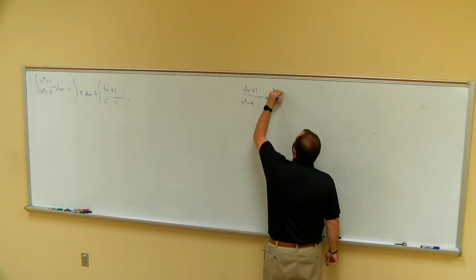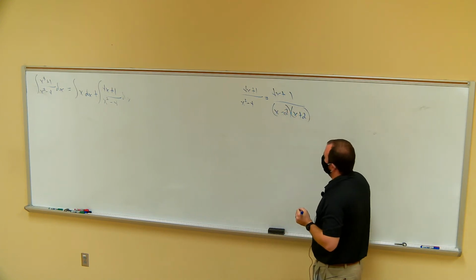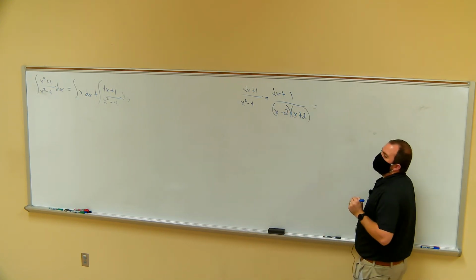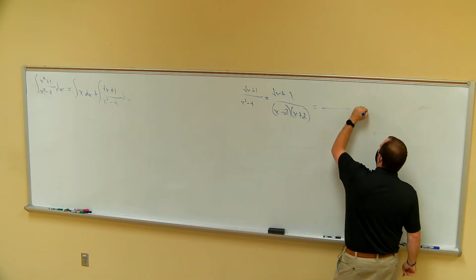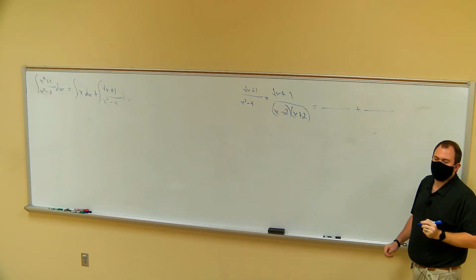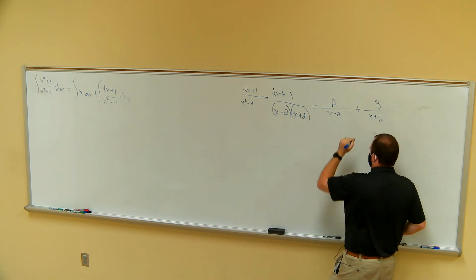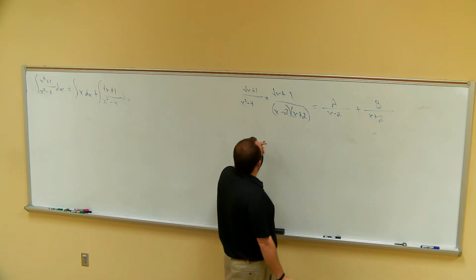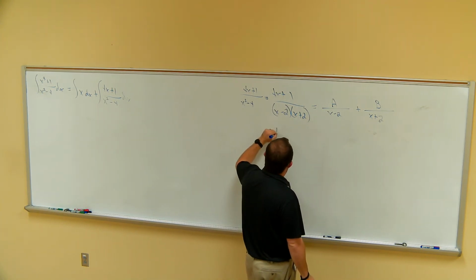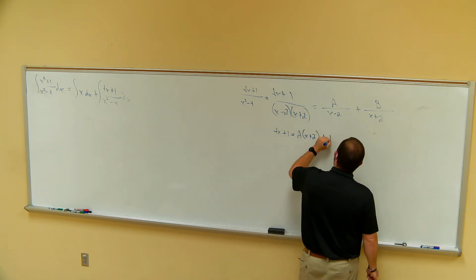So that is 4x plus 1 over, what does x squared minus 4 factor as? Good. So then what am I going to have on the right-hand side now? A over x minus 2, B over x plus 2. Good. So then multiply both sides by my common denominator, and what do I get? 4x plus 1 equals A(x plus 2) plus B(x minus 2). Good.